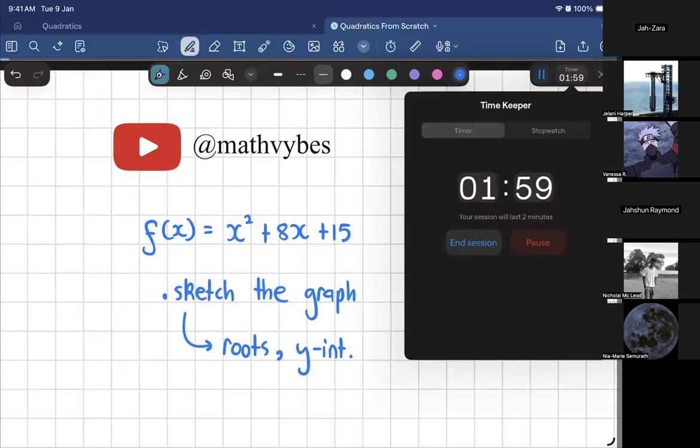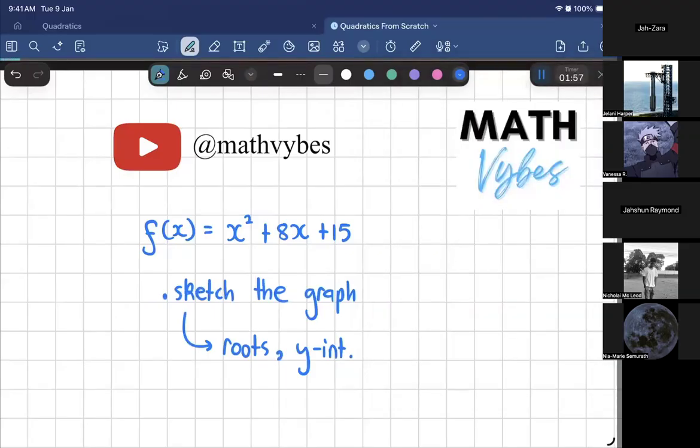Probably thinking 2 minutes is a little bit of time, but if you understand the question, you should be able to do it in 2 minutes. Granted, they have a really messy diagram, but that's fine.